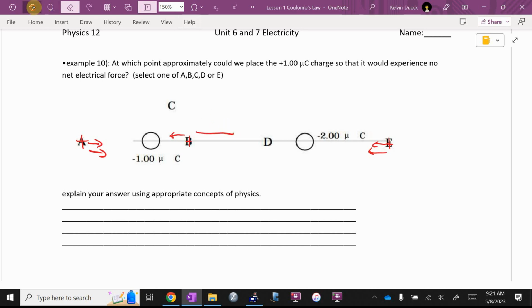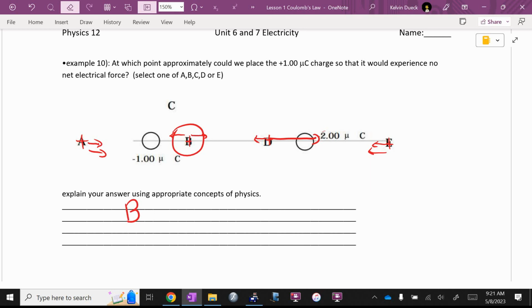Oh, but wait a minute. It's further away, so it would be weaker. Oh, but it's a bigger charge, so it would be stronger. Compare that with right here. It would get pulled to the left, but we're further away and it's a smaller charge. We would get pulled to the right harder because it's bigger and we're closer. Yeah, I think it's definitely B.